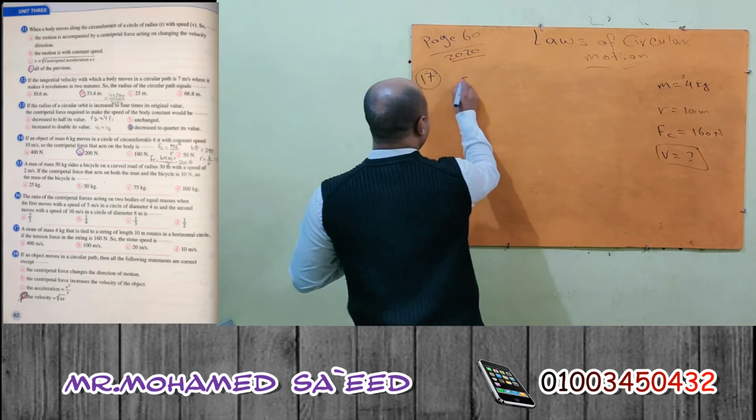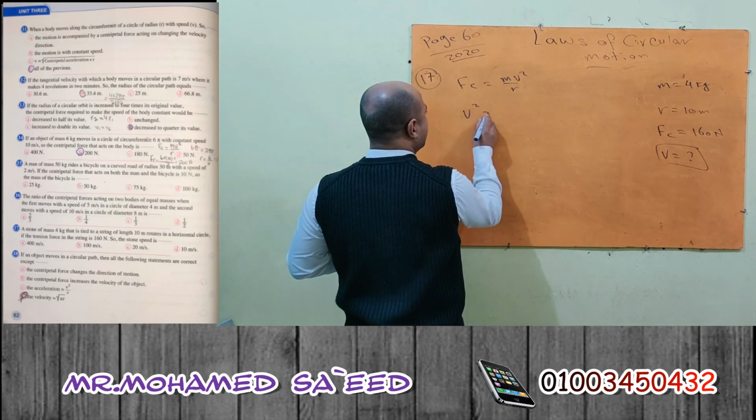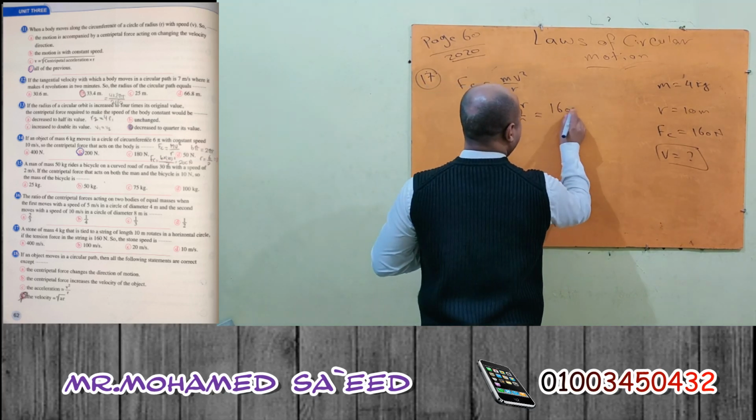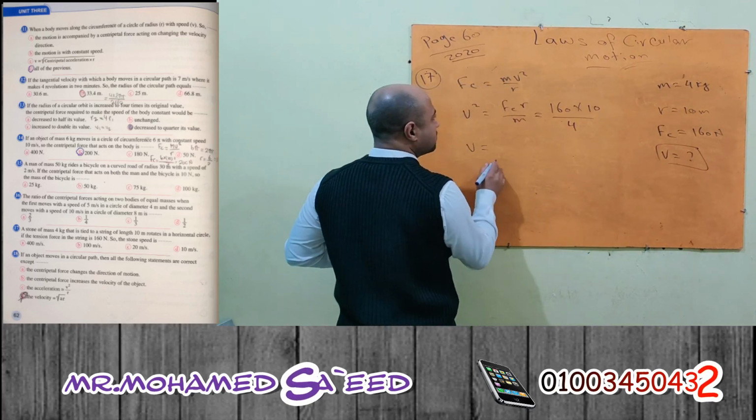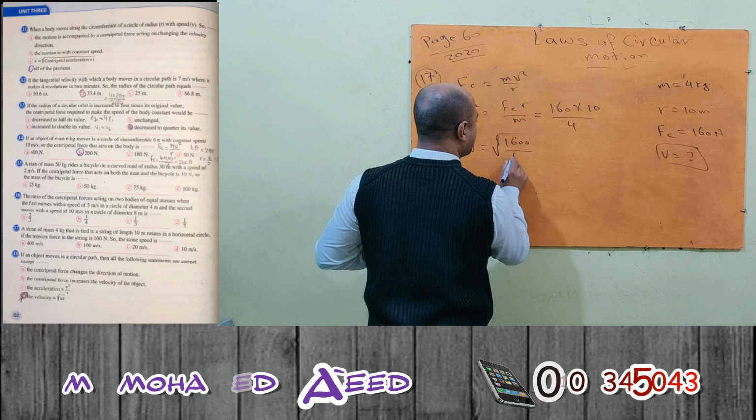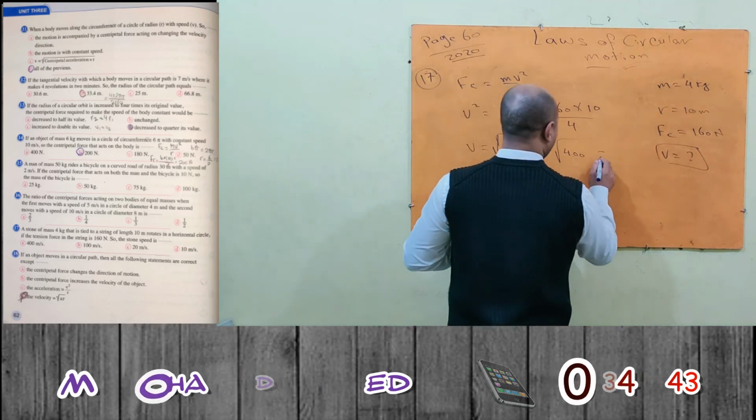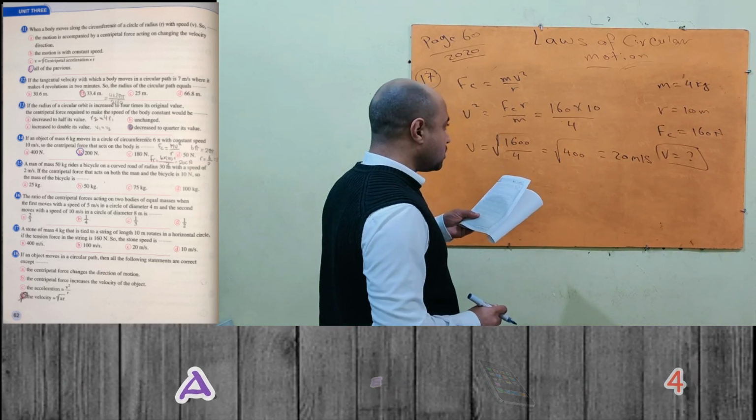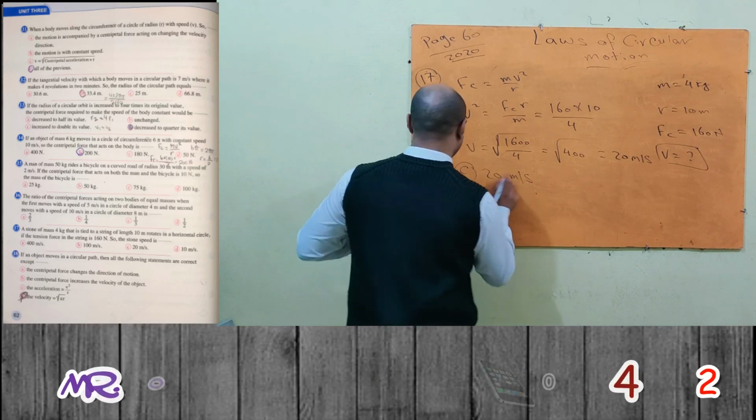FC equals mv square over r. So V square equals FCr over m. By substituting FC 160 times radius 10 over m 4, V equals the square root of 1600 over 4, square root of 400, equals 20 meters per second. So the true answer is C, 20 meters per second. Okay, the next question.